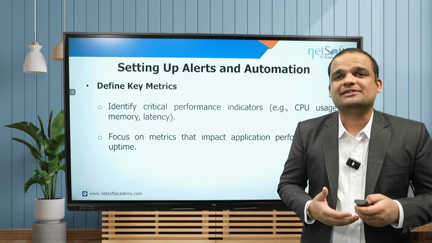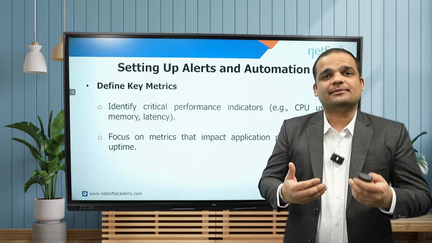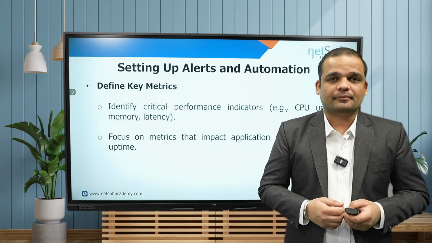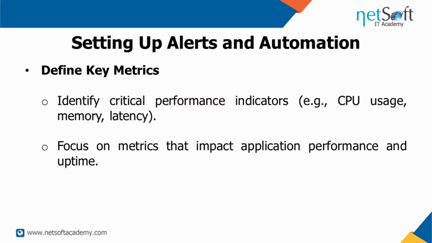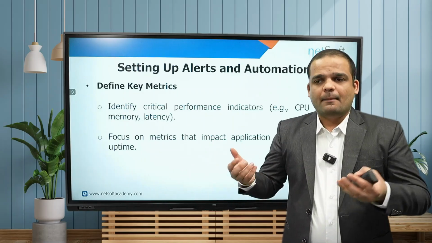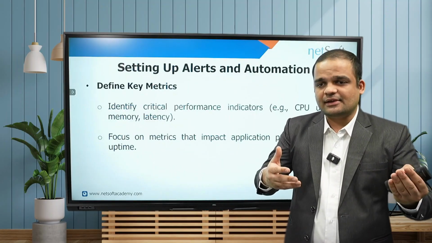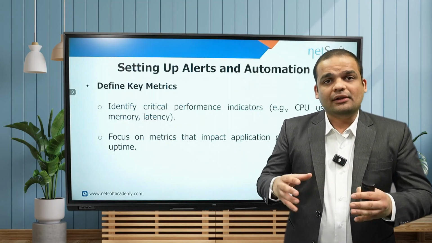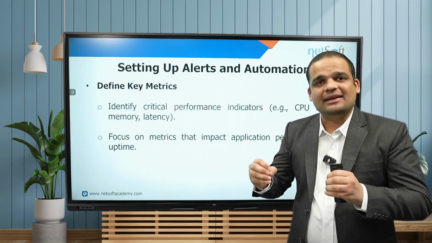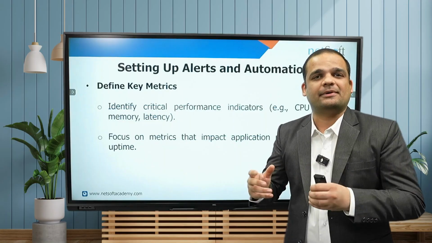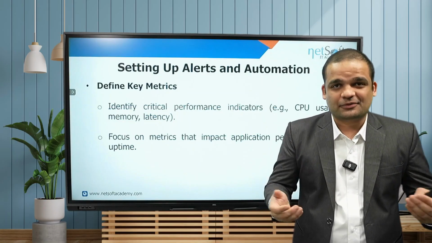Now, let's explore how to set up alerts and automate responses to maintain system performance. First, you have to define key metrics. If you cannot measure, you cannot fix anything. Here you identify the critical performance indicators that impact your application, such as CPU usage, memory consumption, network performance or latency, and even in some cases, your error rates. Here you focus on metrics that directly affect user experience and system uptime. So first you have to figure that out.